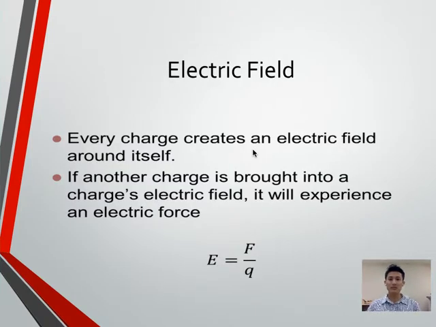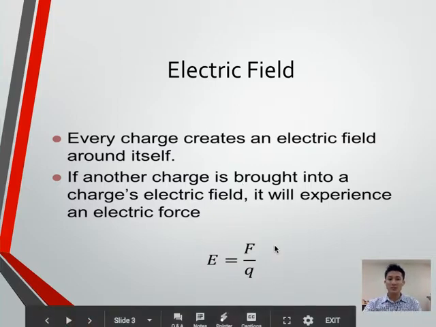For electric fields, every time you have an object with a certain amount of charge, it's always going to create an electric field around itself. Whether it's a proton, an electron, or something really big with a lot of electricity, it's going to cause a field around it. If we bring another charge into that field, then depending on whether it's positive or negative, it's going to push or pull it. It's going to force it.